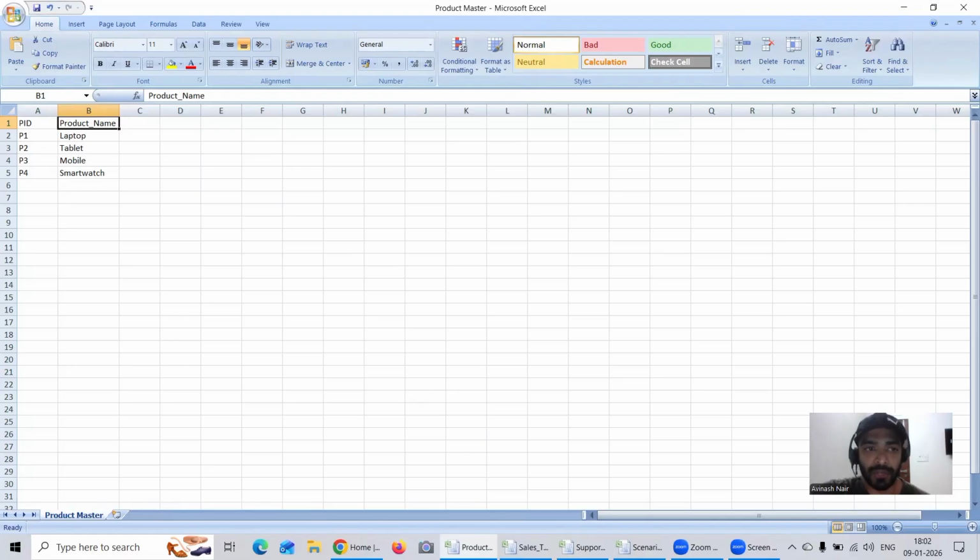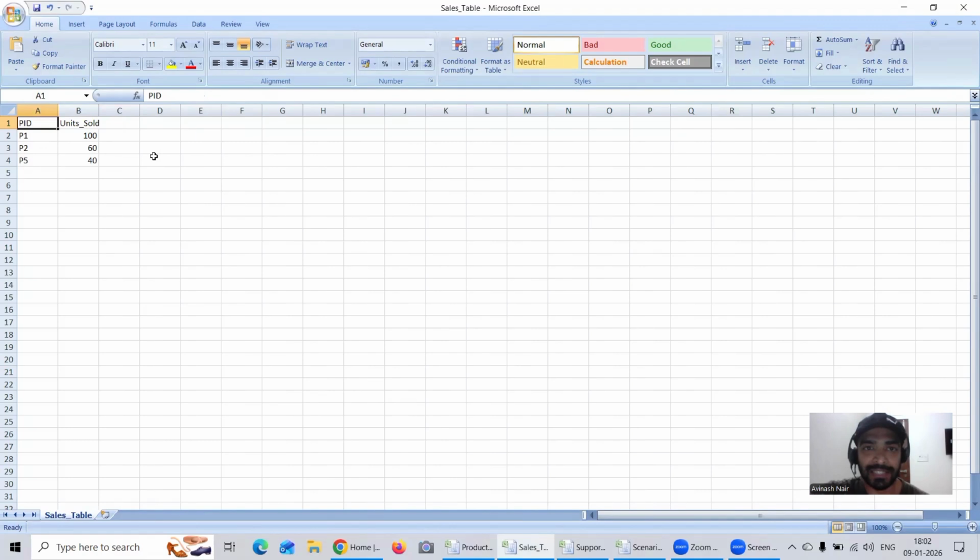Now there's one more table which I have, which is the sales table. The PID is common in the product master as well as in the sales table. For each of those products, what are the units sold? That is something which I'm finding out over here. So that's the thing about units sold.